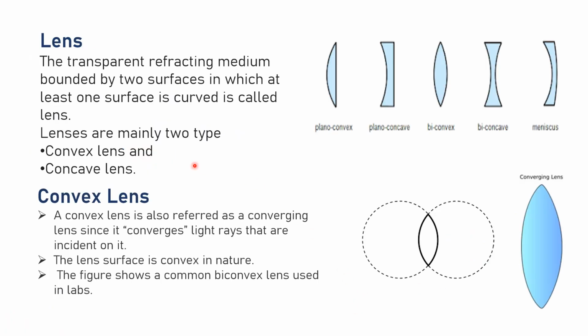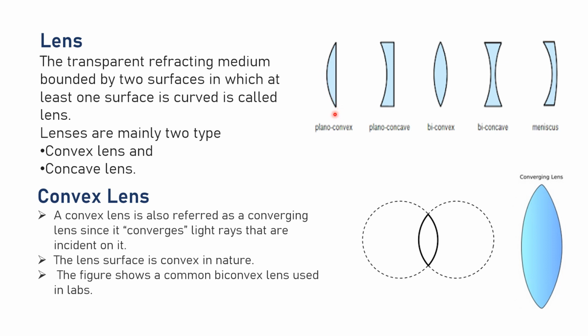Now, what are lenses? You must have heard this word even in relation to our eyes. There are two lenses in two different eyes. So, what are these lenses? Let us see more about lenses. Lenses are a transparent refracting medium bounded by two surfaces in which at least one surface is curved. Here we can see that at least one surface is curved, so I can say that this is a lens.